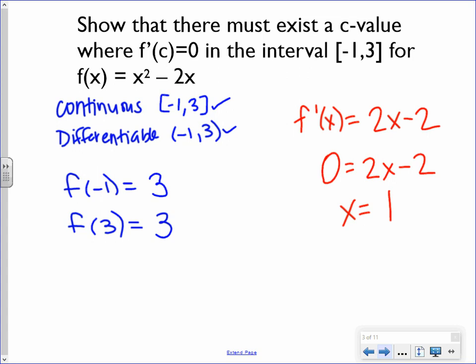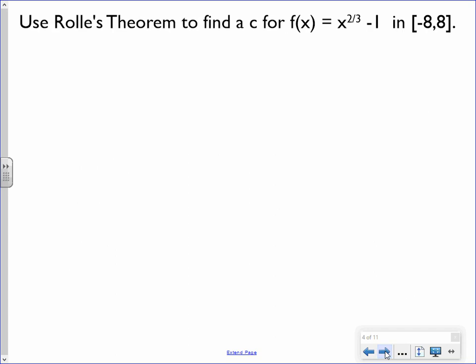Is that value in our interval? That's what we're looking for. That's bad, right? Okay. Please write down this function and interval.